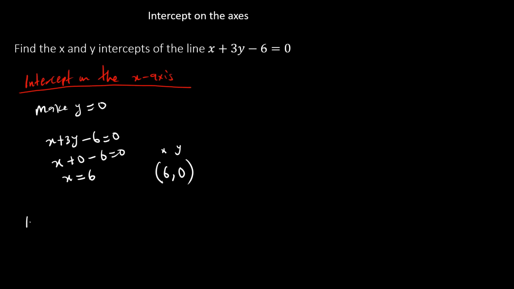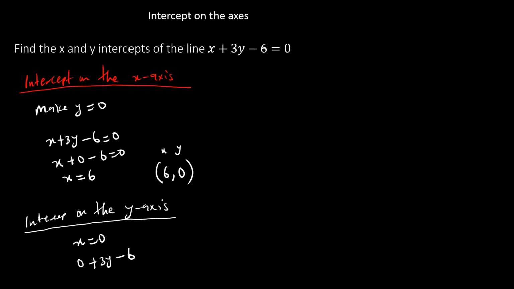Then the second one, which is intercept on the y-axis. To get the intercept on the y-axis, simply substitute x to be equal to 0 and solve for y. And from this equation, we are going to have 0 plus 3y minus 6 equals to 0. And here we have y equal to 6 divided by 3, and this equals to 2. Therefore, we have the intercept on the y-axis to be 0, 2, which is the y-axis.